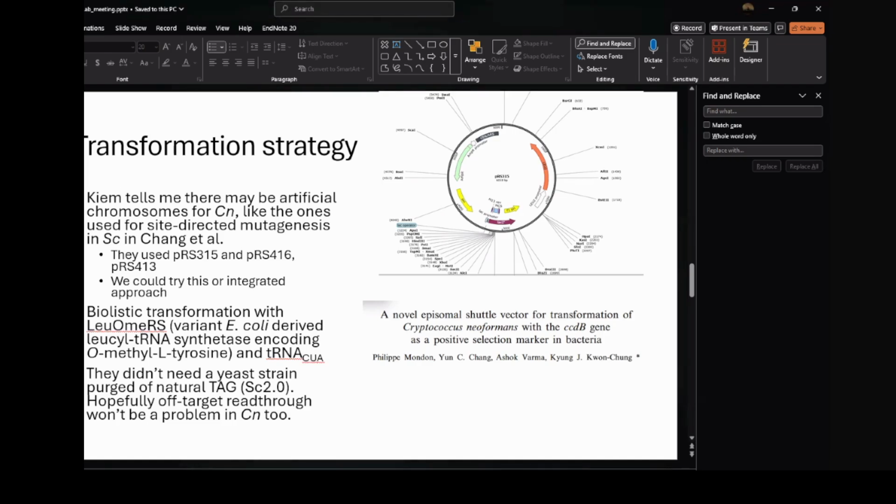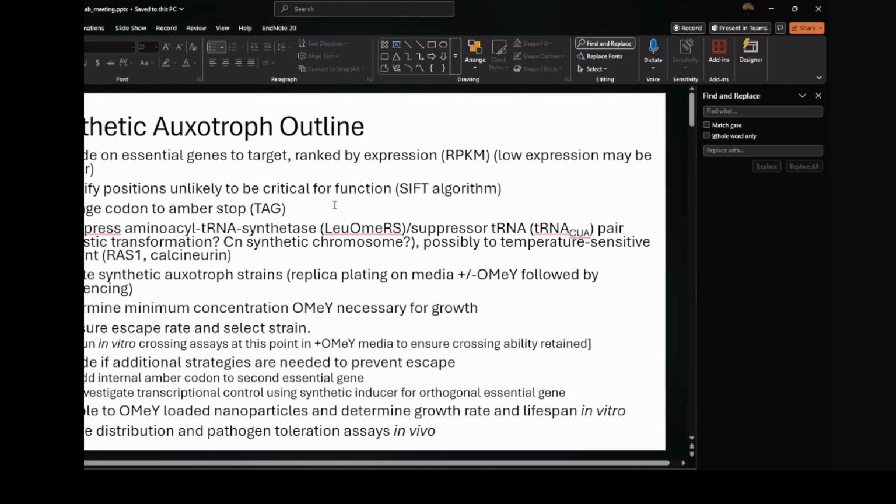So just to go back to the beginning, they made the synthetic auxotroph using Saccharomyces, and they were focused on industrial applications. They had their synthetic auxotroph that could only grow when O-methyltyrosine was present. And how would we apply this to Cryptococcus if we wanted to use it for biocontrol? I've put together an outline of the steps.